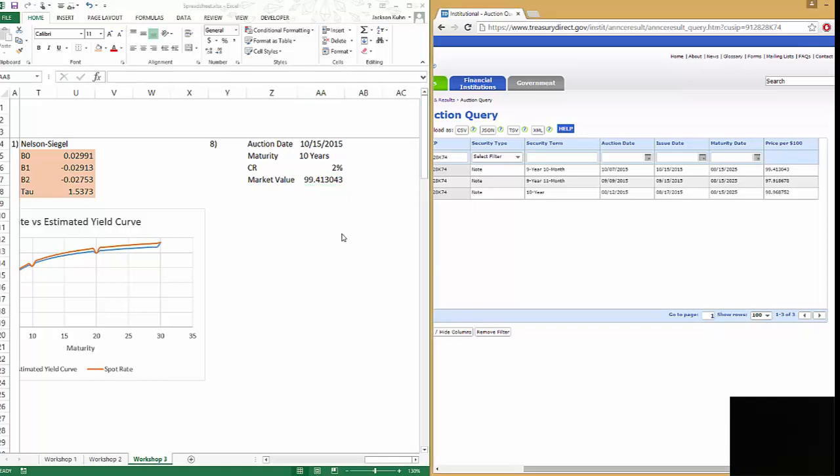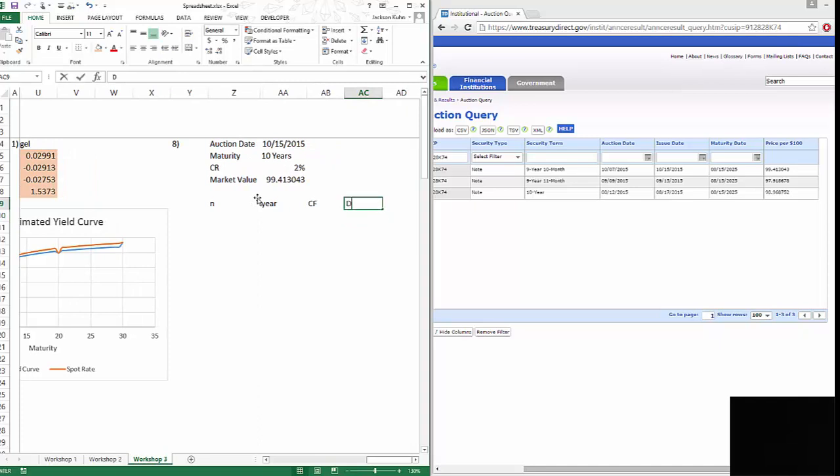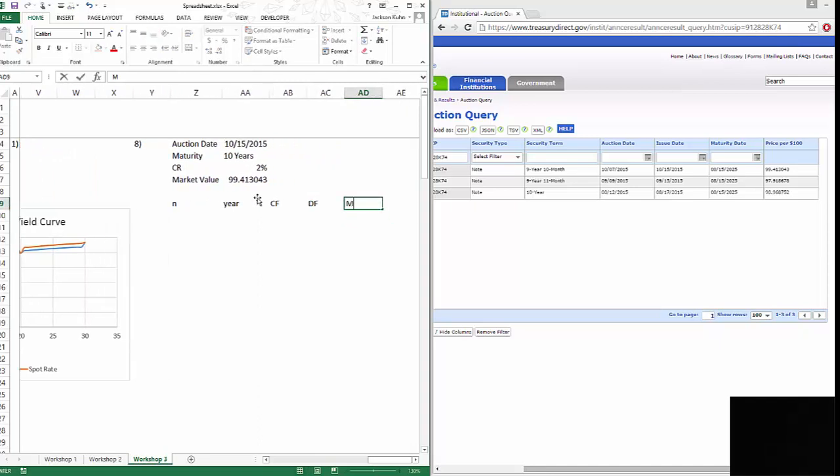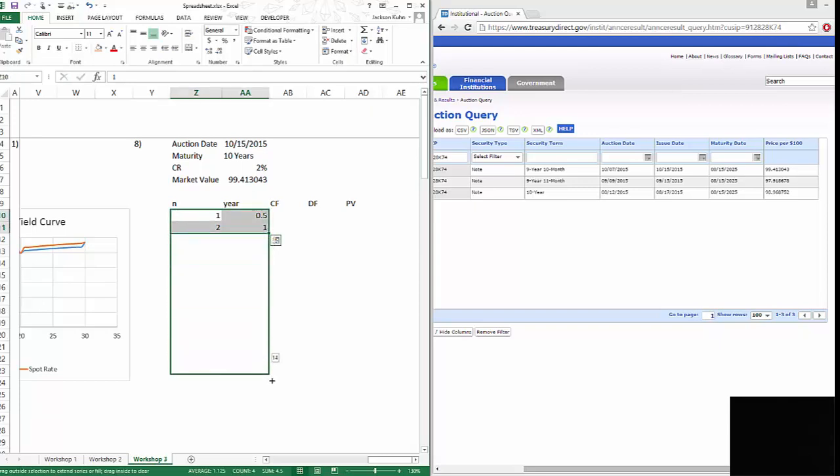Okay. So now we're going to want to compare that. So we're going to create a table. We'll have N, our year, because our N and our year are actually going to be different, our cash flow, and our discount factor, and our present value is what I mean. So we'll start out 0.5, this will be 1 to 2, and this is a 10-year bond with semi-annual payments, which is why we had the 0.5. So this is going to go all the way to 20.